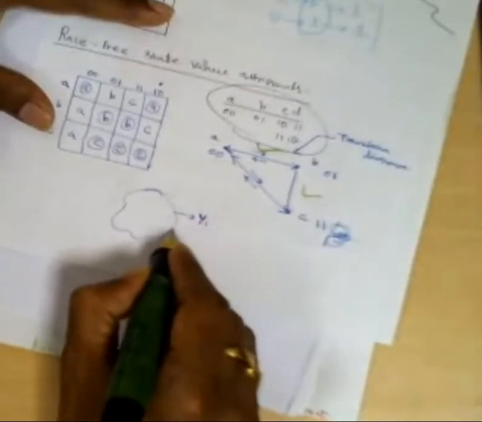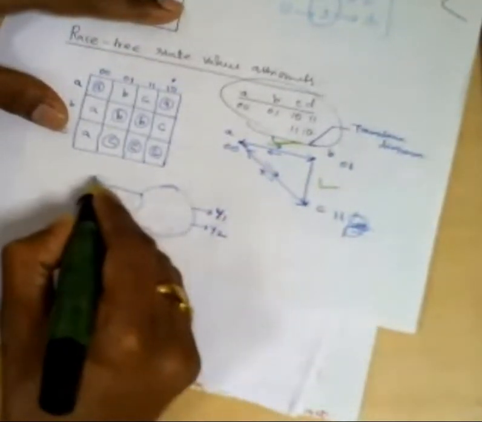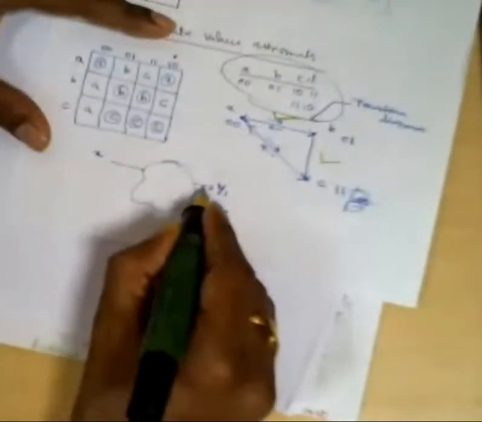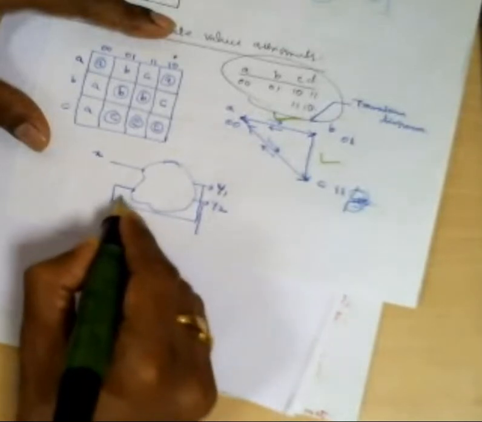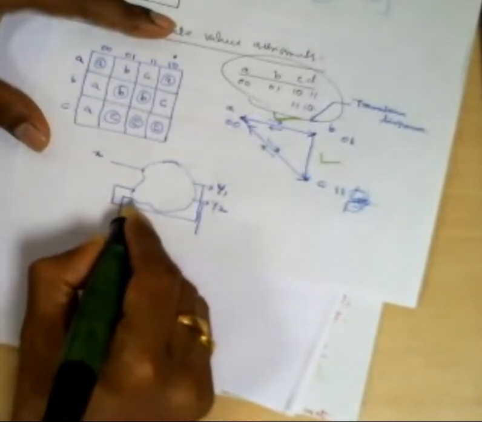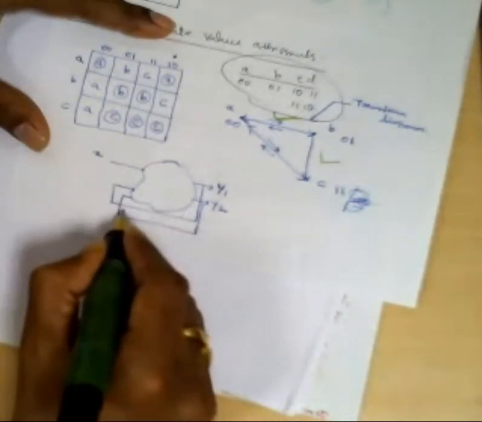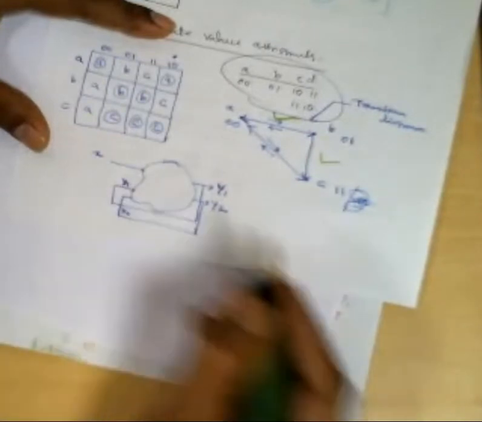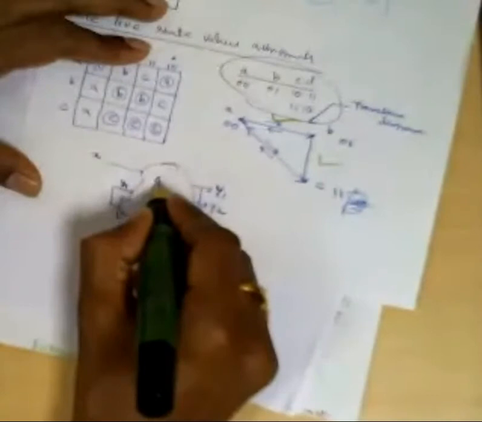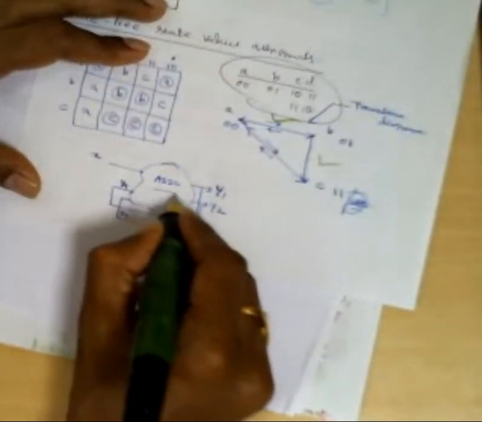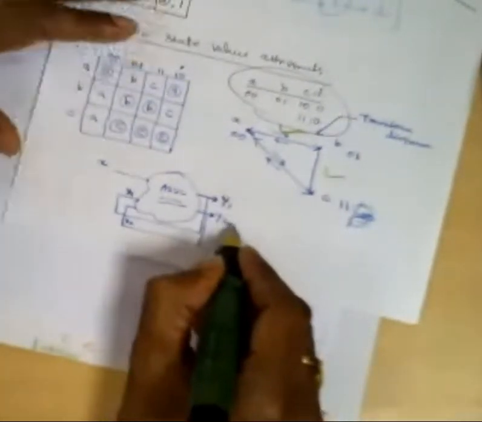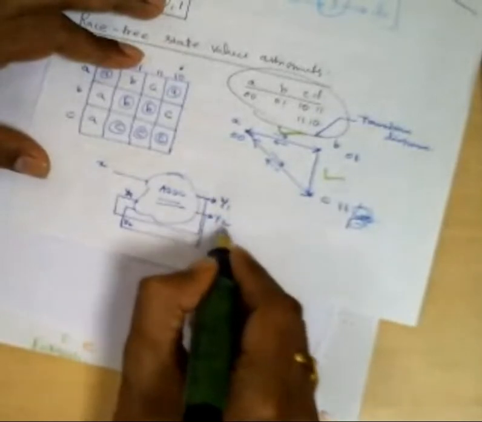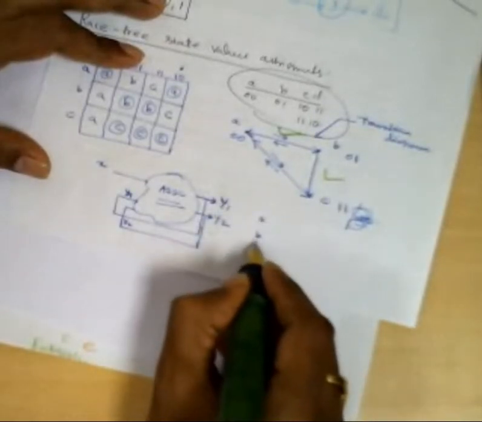Suppose capital Y1 is here, capital Y2 is there. You have your X here, and then this is coming back here. This is Y2, this is Y1. This is an asynchronous sequential circuit, right? The condition is this Y1 and Y2 is the state. It represents the state now. So we say A, B, C, D.